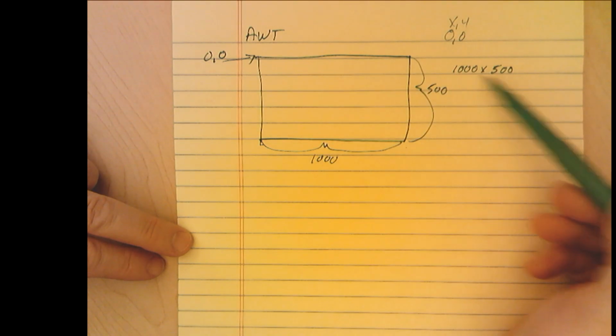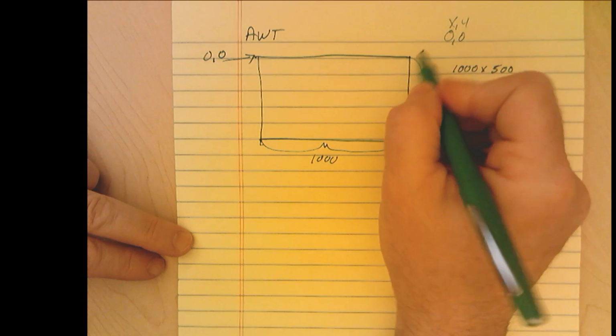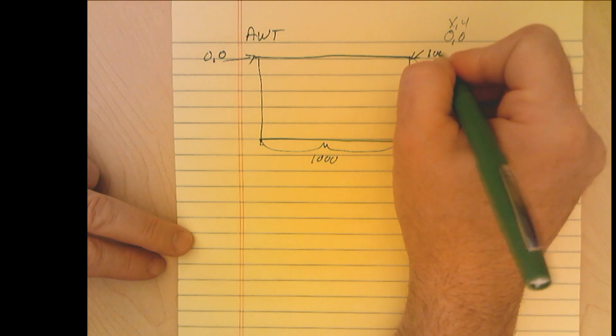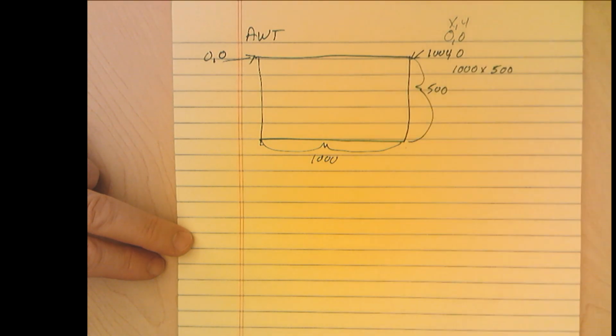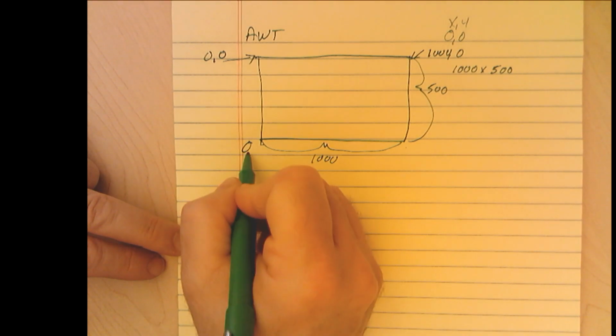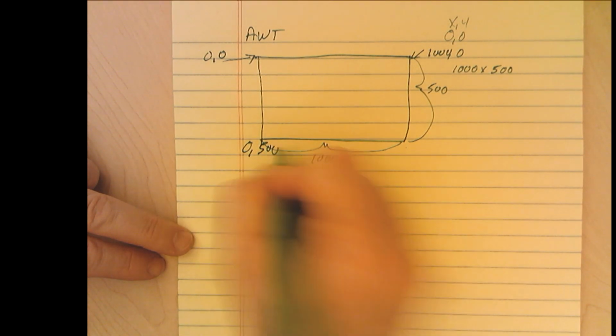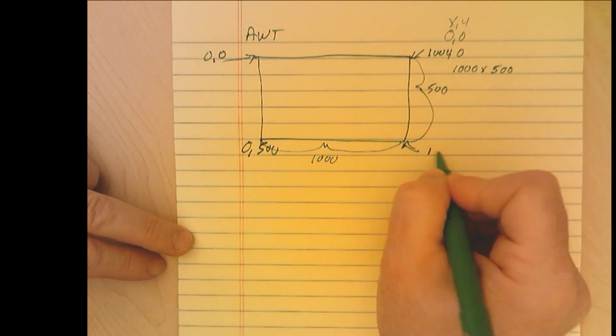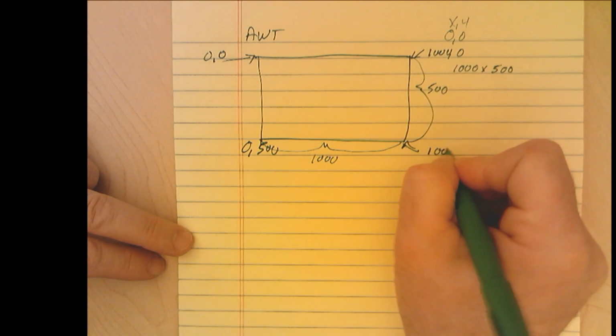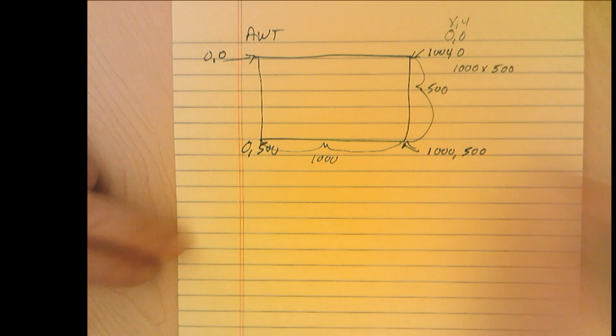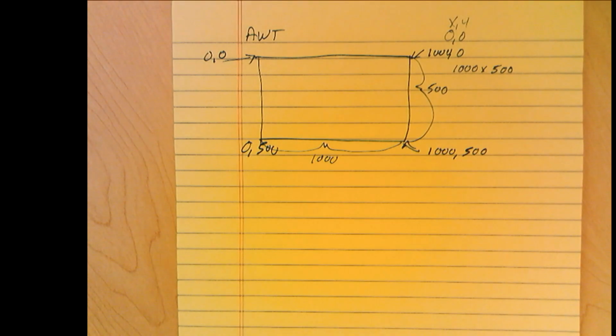It's 1,000 by 500, so that means that this particular corner is going to be 1,000, 0. This one is going to be 0, 500. And this one is going to be 1,000, 500. All right, pretty straightforward on AWT.